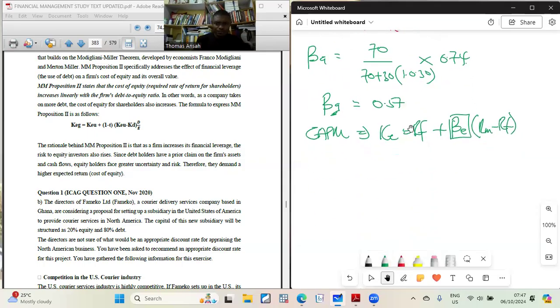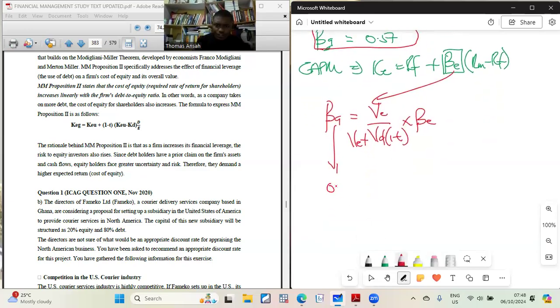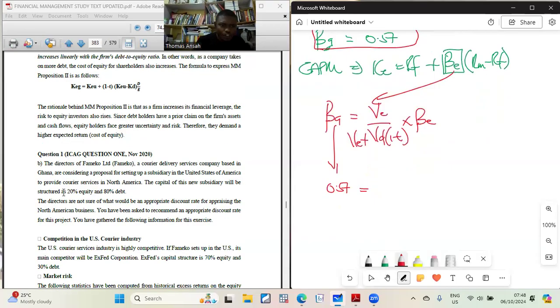So we are going to re-gear it in terms of our company. It means this beta is not geared, beta asset ungeared. We need to now re-gear it to our own. So the same formula, beta A is equal to VE plus VD, 1 minus T, by VE times BE. So now that we have our BA, which is 0.57, we now focus on Moreland. What are the figures of Moreland? Equity is 20 and debt is 80, 1 minus T.